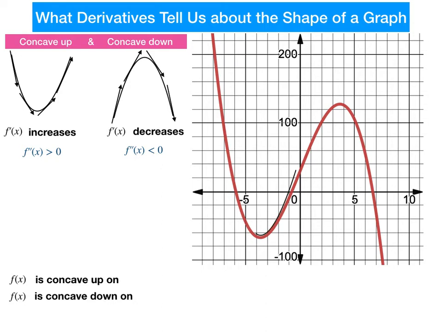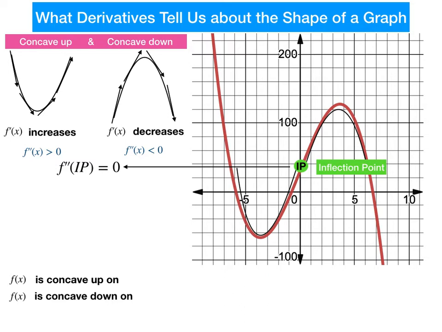If we look at the graph of the function, you see that the function is concave up on this interval and concave down on this interval. And the point where the function changes concavity from up to down or from down to up is called an inflection point. At an inflection point, the second derivative equals 0.